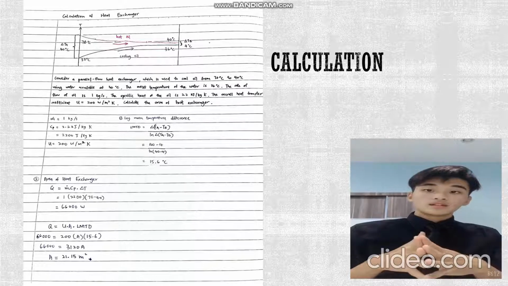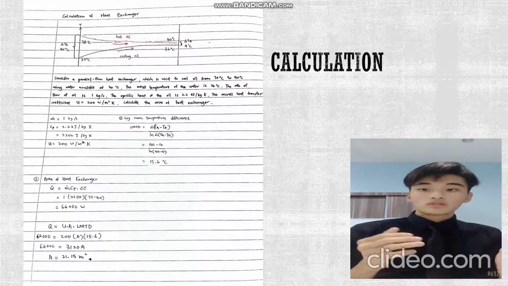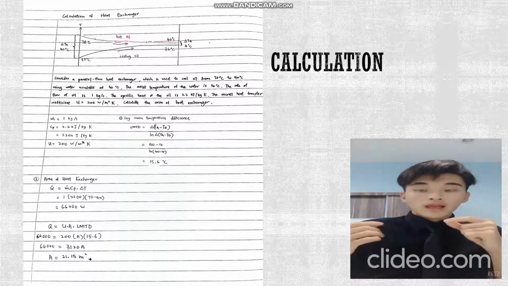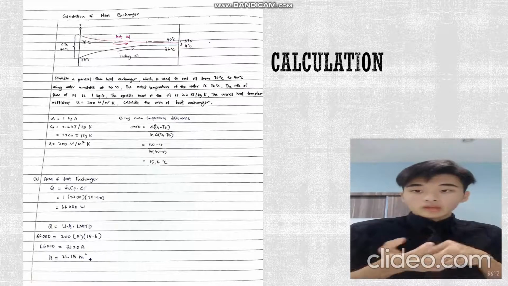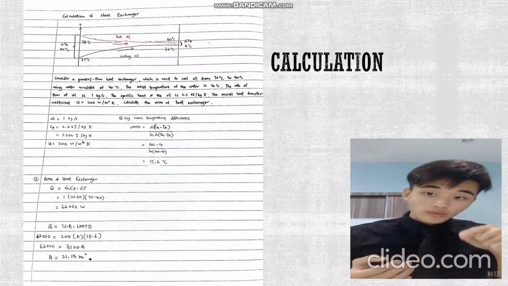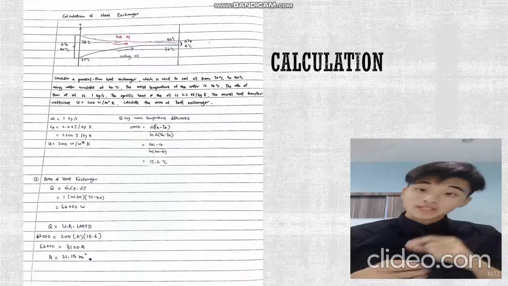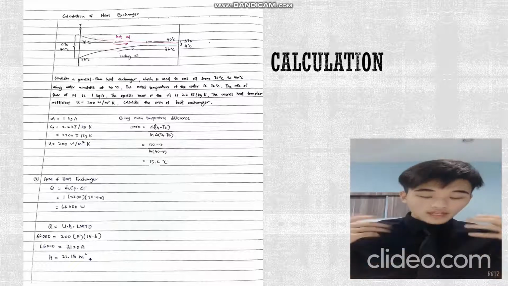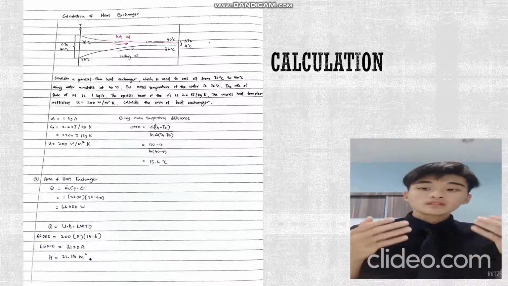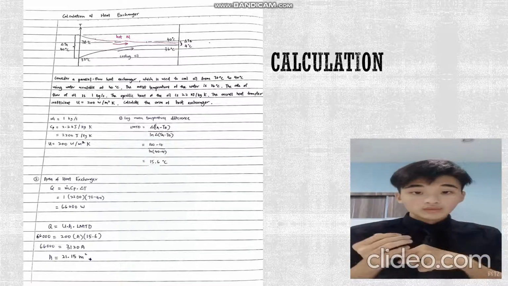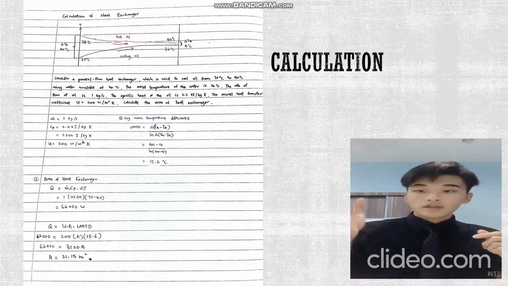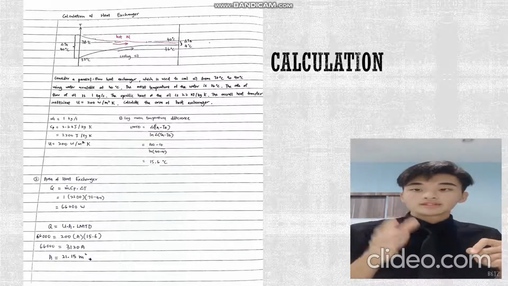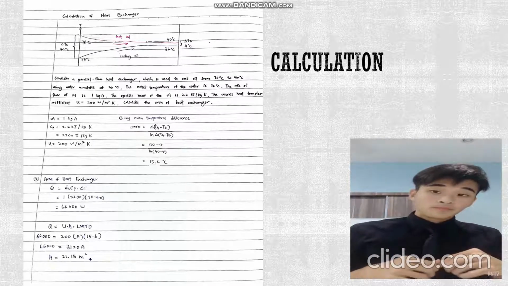Once we get the log mean temperature difference, the question asks us to find the area. To find the area, we are going to use the formula Q is equal to U times A times the log mean temperature difference. But we don't have Q and the area, so we have to find Q first. For finding Q, we have to use this formula: Q is equal to m dot times specific heat capacity times delta temperature.